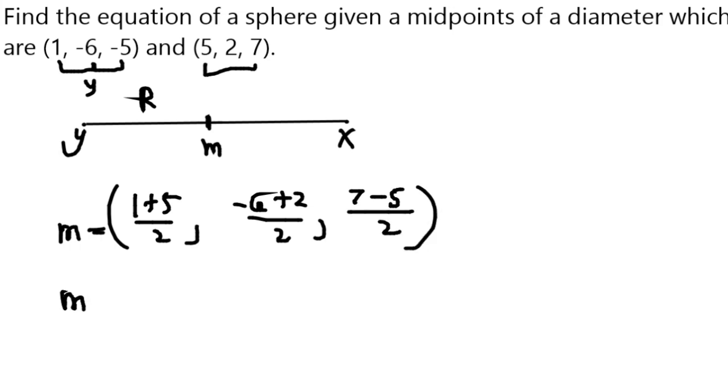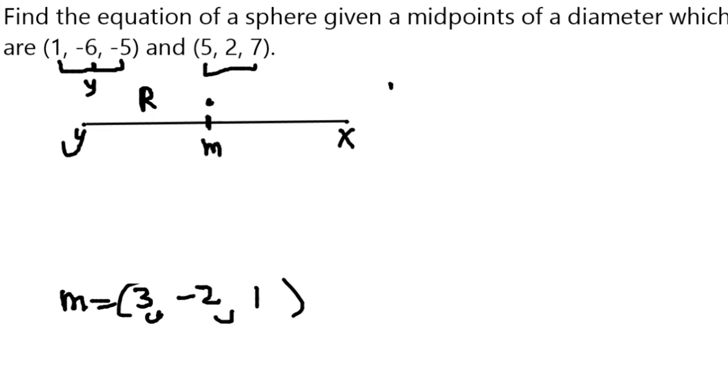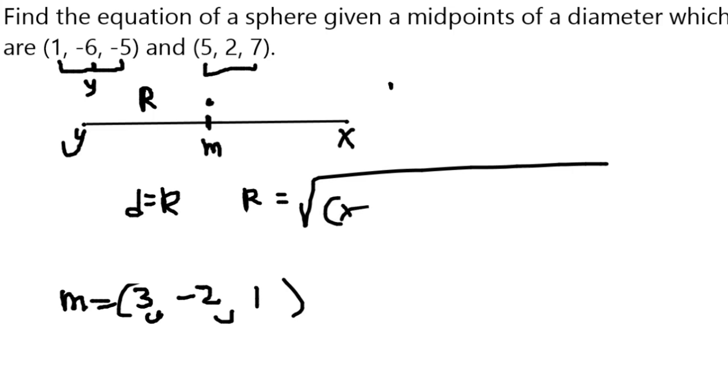So here we got 2. The midpoint is 6 over 2, so it's 3. Then negative 4 over 2, so it's negative 2. And we got 1 here. So this is our midpoint. Now we calculate the distance between the midpoint and the endpoint. That's going to be our radius. So this d equals our capital R, the radius of the sphere.